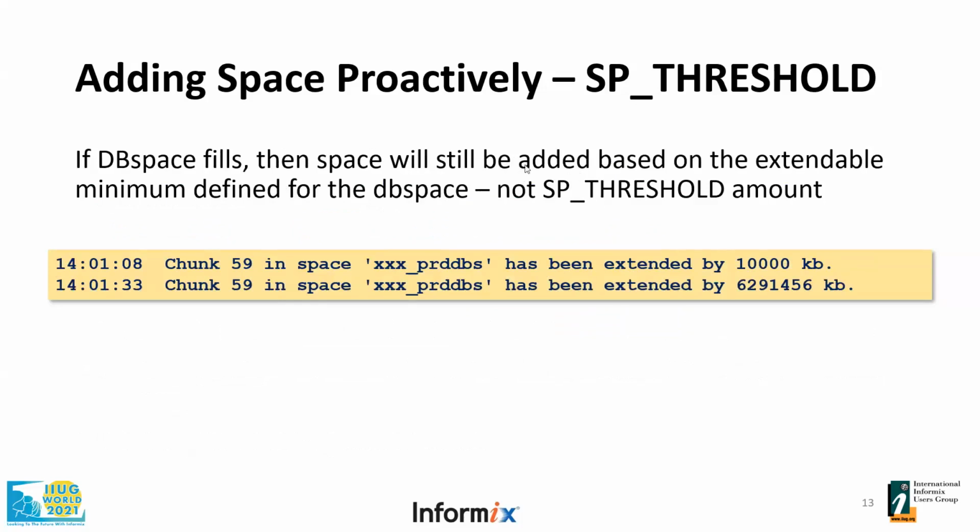So if you've set SP_THRESHOLD to have Informix maintain a certain amount of free space, but you still fill a DB space because you're adding rows really quickly, then the DB space will be extended as normal by the amount that's defined in the DB space. So here's our 10,000. But later, when Informix reviews all those spaces and expands everything to meet our SP_THRESHOLD, it'll expand by what we have in SP_THRESHOLD.